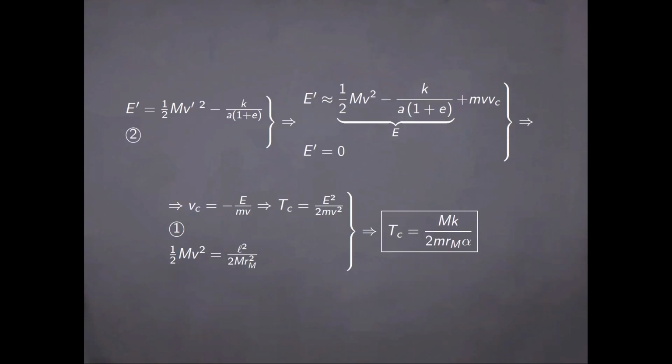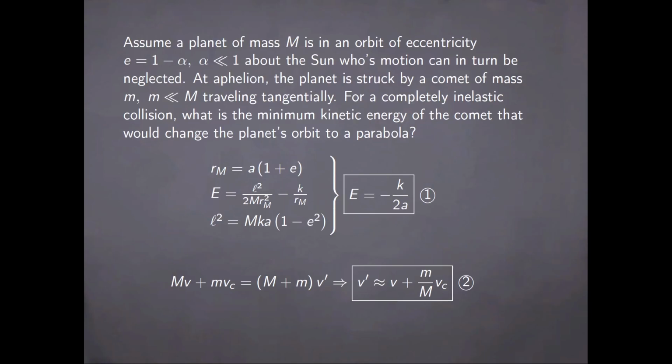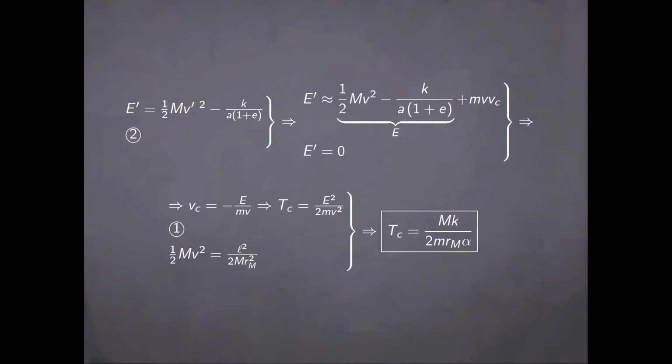Then we need to look at what happens with the energy. The energy immediately post collision is given here. So it's the kinetic energy of the new body plus the potential energy at aphelion. And if we use the result 2 and expand, it follows that the new energy is approximately equal to the old value plus the quantity here. So the mass of the comet times the initial velocity of the planet and times the velocity of the comet.